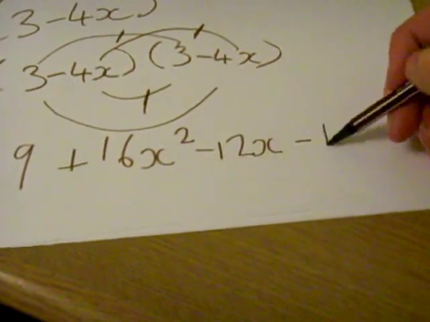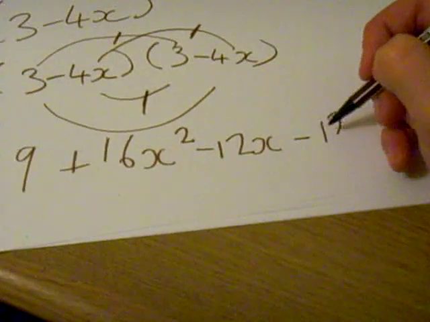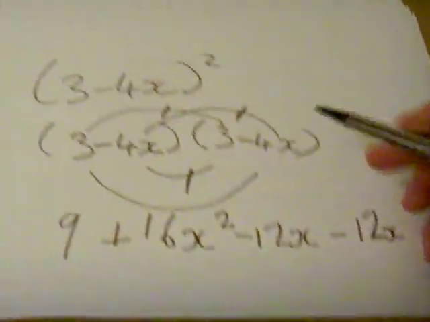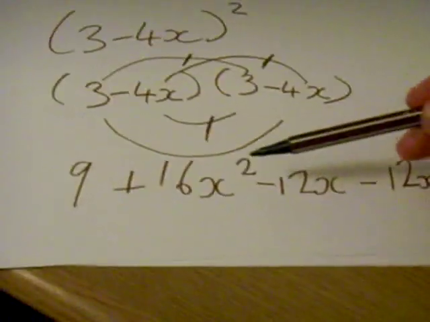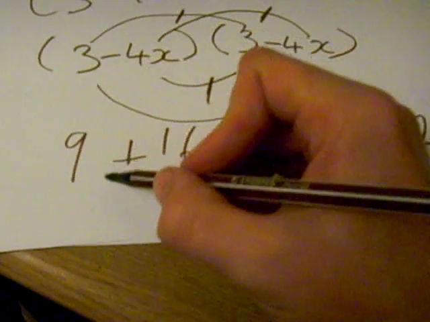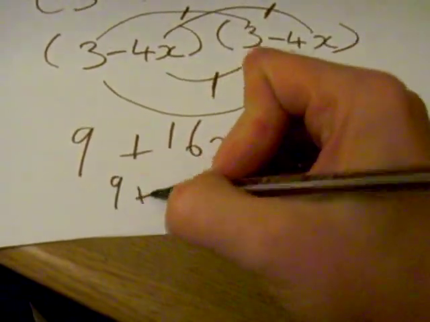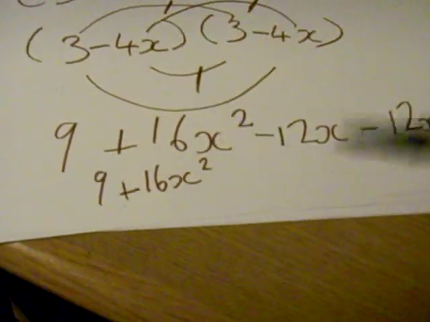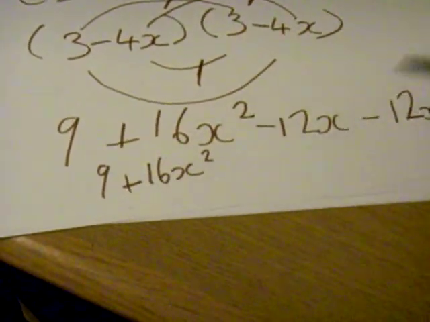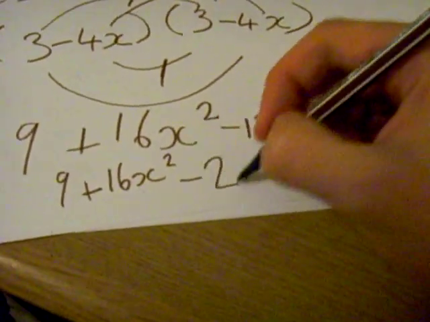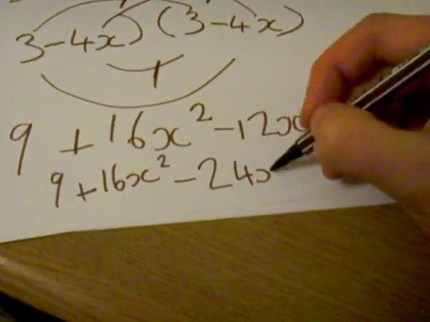And you'll find that with all questions where the bracket has a squared on, you're going to end up with the same thing twice, which is the x's. So what we end up with, if we're going to write it out, is 9 plus 16x squared, because there's nothing there that changes, there's no other 9s, or units, there's no other x squared. But we've got negative 12x, take away another 12x, we're going to end up with minus 24x.